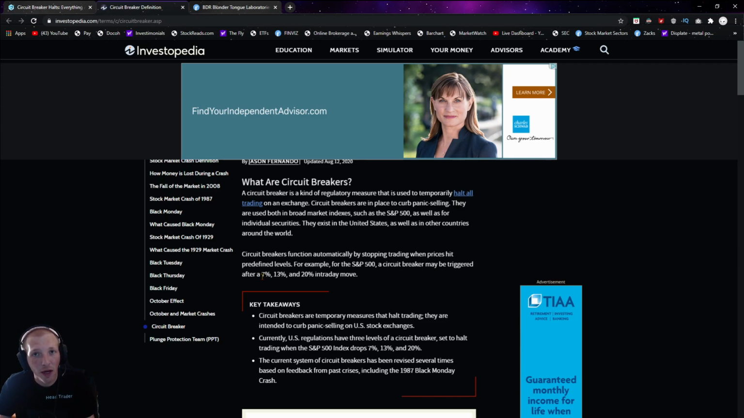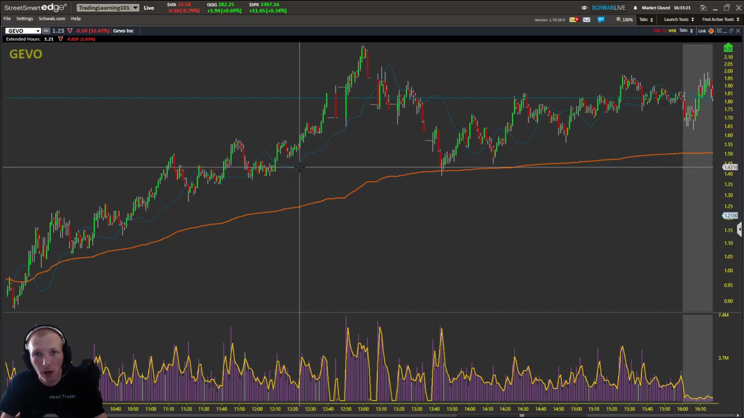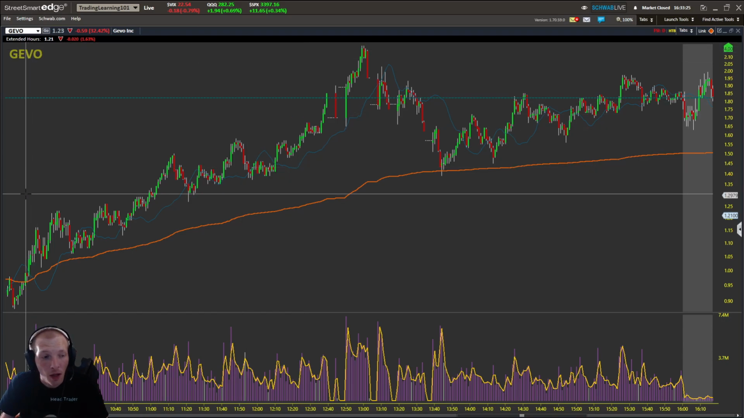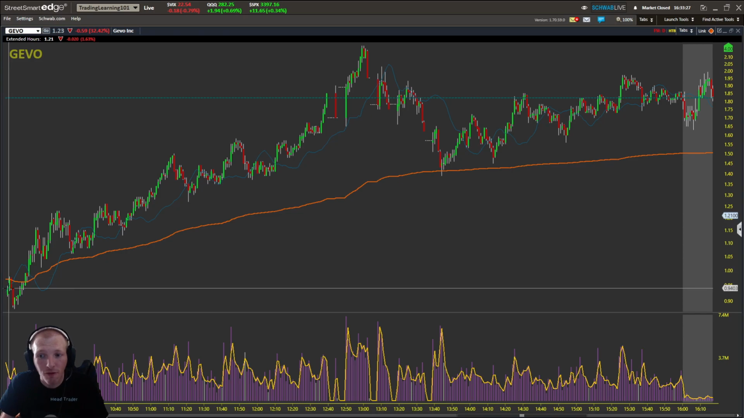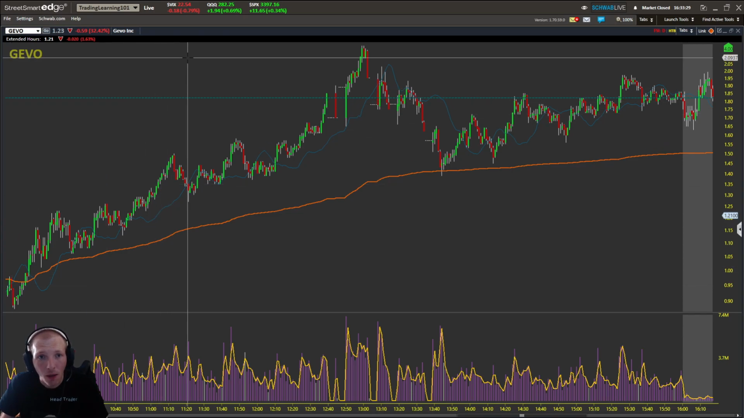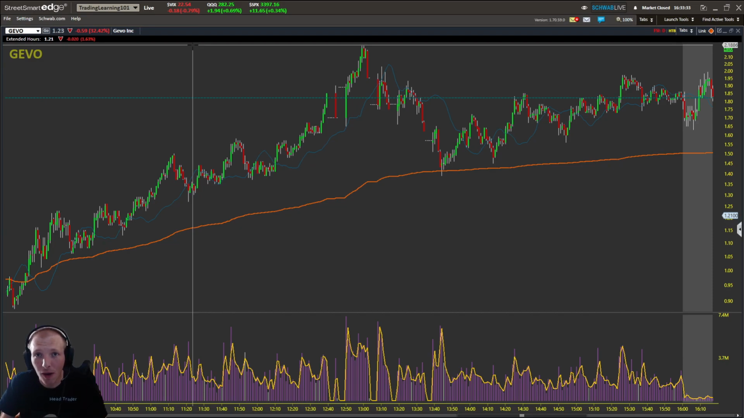So if you're trading a stock that's $1 and that stock shoots up 7%, which is 7 cents, they're going to halt it all day throughout the stock. Let's take a look at an example real quick. This is ticker symbol GVO. This recently had a run up from $1 up to $2. The stock had 1 billion in volume on the day.